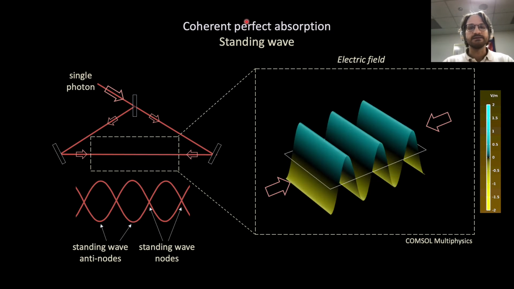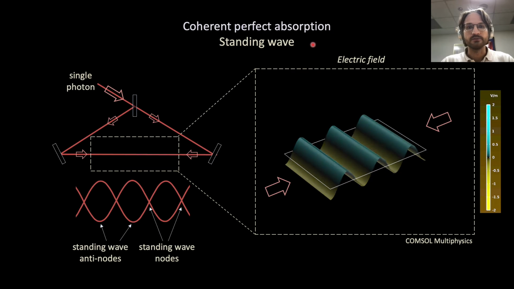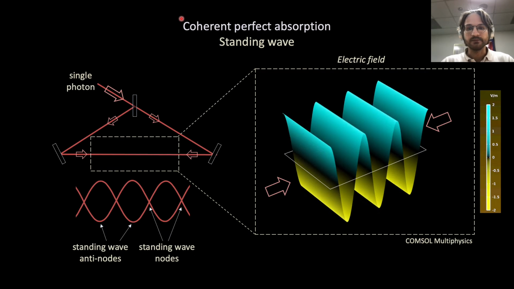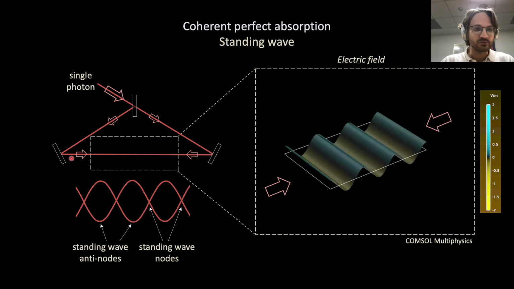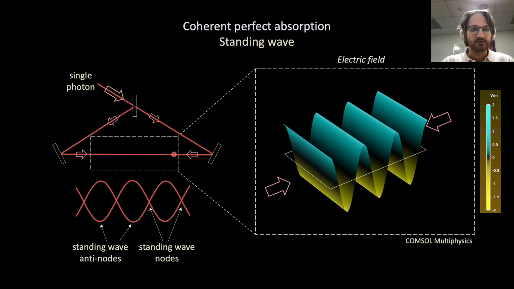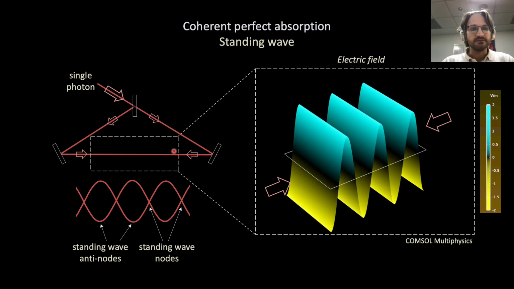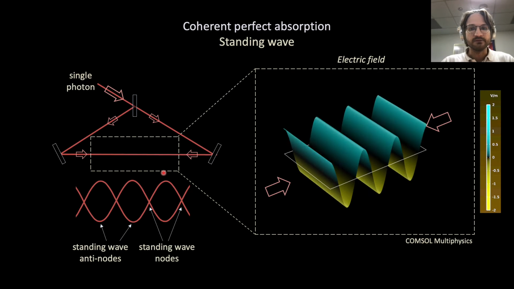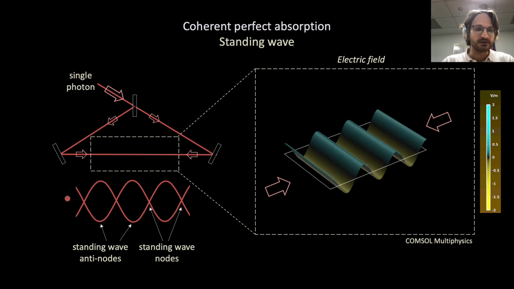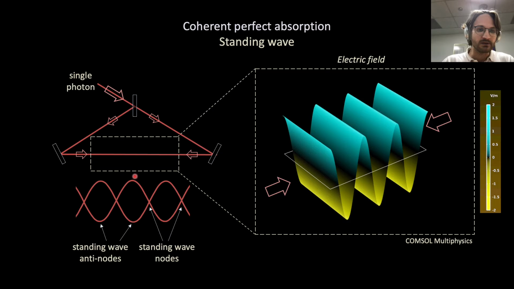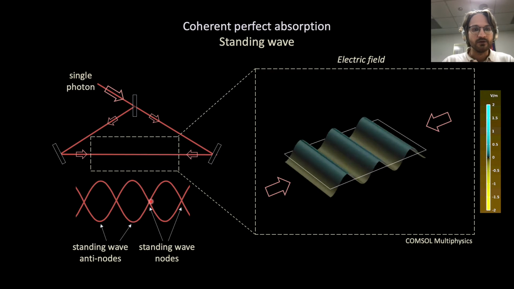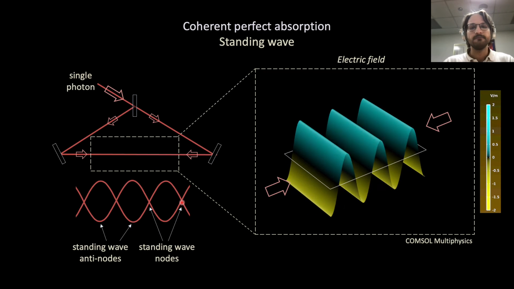Our approach has its roots in the phenomenon of coherent perfect absorption. So let me briefly describe this phenomenon. The input light is split into two beams, and these two beams are counter-propagated. In the middle of the interferometer, a standing wave is formed, and I schematically show the standing wave here. It has its antinodes, where the electric field is strong, and nodes where the electric field is always zero.